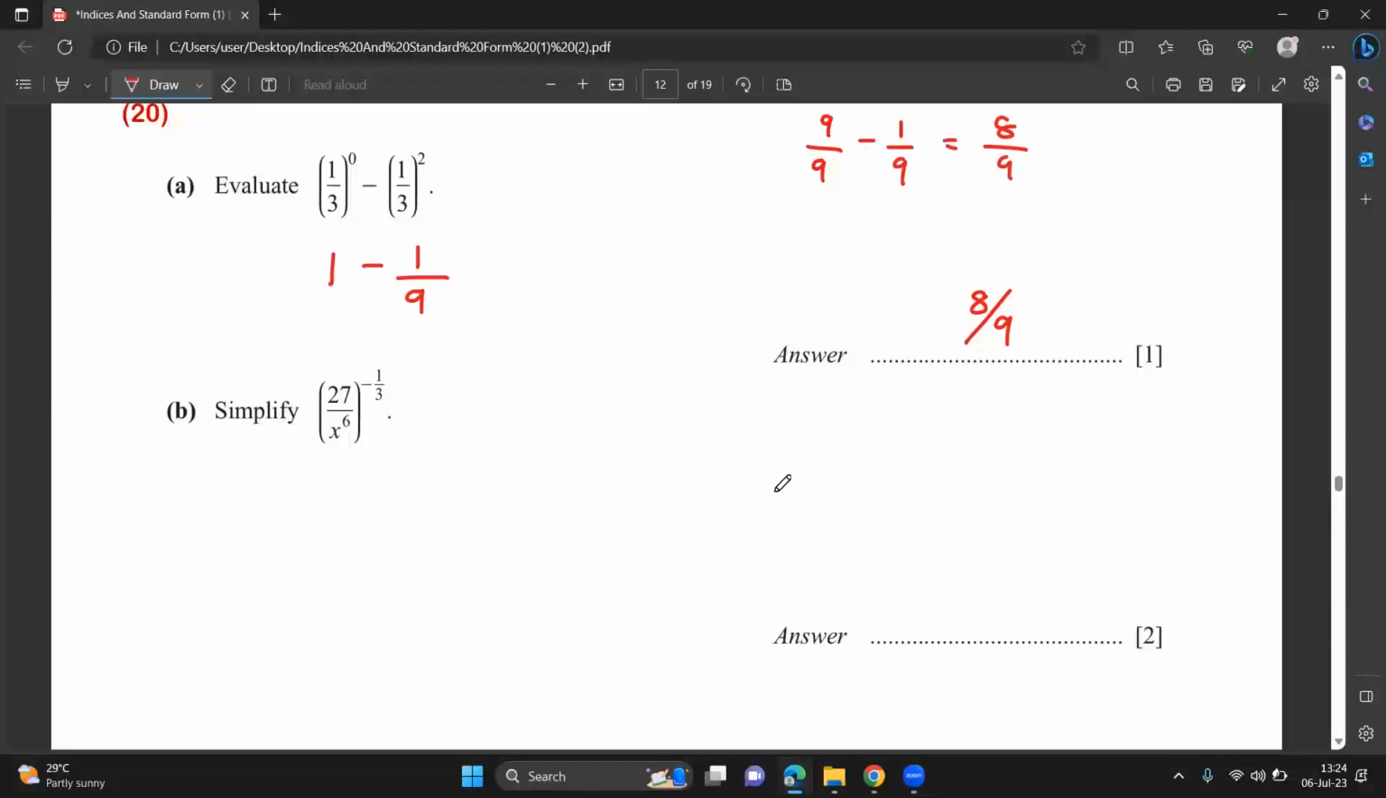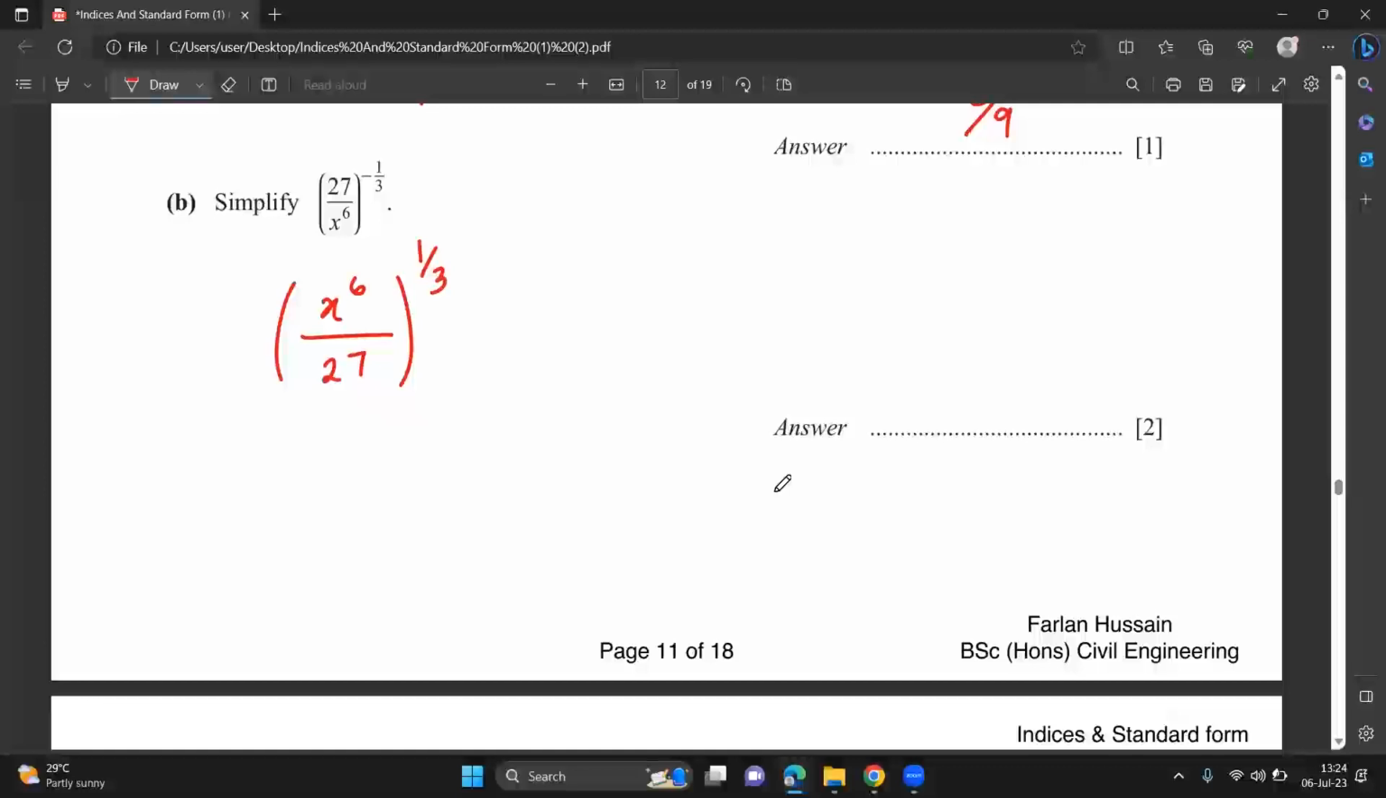Simplify 27 over x to the power 6 to the power minus 1 over 3. What is step 1? Reciprocate: x to the power 6 divided by 27 to the power 1 over 3. What's the next step? Is there anything for us to simplify within the brackets? No, right? So let's now multiply it out. X to the power... 27 to the power 1 over 3 is 3.